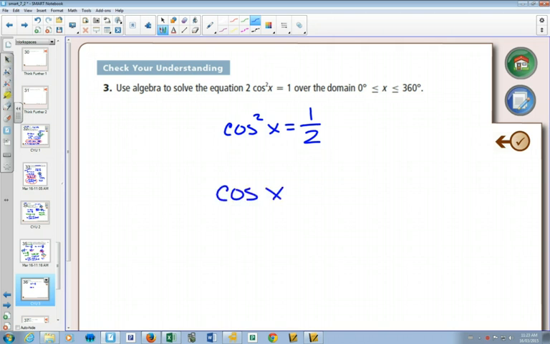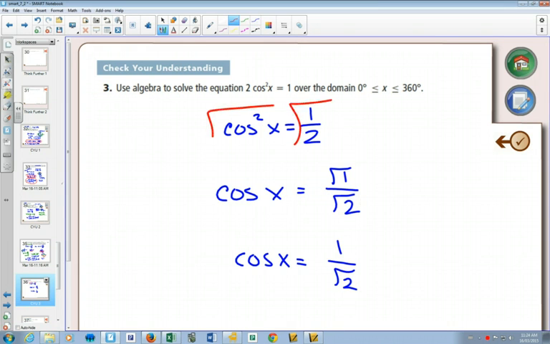Now when I square root cos squared, I'm going to get just cos x. And when I square root the other side, I'll have square root of 1 over square root of 2, and square root of 1 is 1. And at this point, if I would keep going, I'd lose a full mark on this question. What did I miss? The plus or minus. Whenever you square root both sides, so if you square root this side and square root this side, you're going to need to make sure that you add a plus or minus.